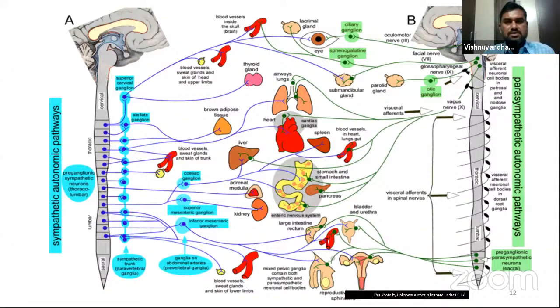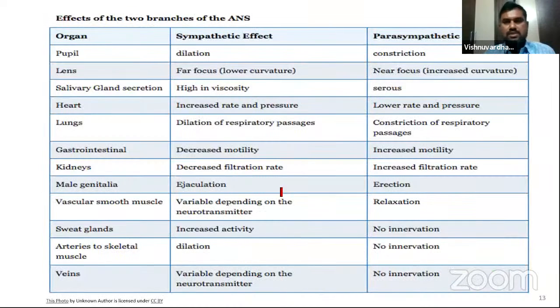The autonomic nervous system has two divisions: the sympathetic, which activates different organs, and the parasympathetic, which suppresses different organs or brings them to normal states. These are different actions carried out by the sympathetic and parasympathetic divisions. Pupil: the sympathetic nervous system dilates the pupil, as you already know, and the parasympathetic constricts it.